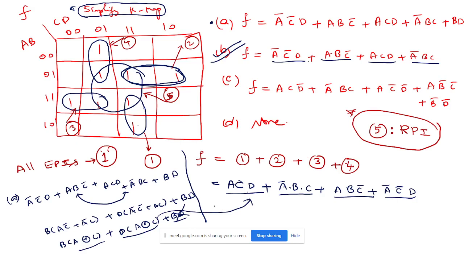Means if somebody said A is the right answer, whatever the answer they stated, I was able to reduce BD also from there by using consensus theorem. Correct? So eventually I ended up getting to this. Why did you get it? Because you considered a redundant prime implicant, which is unnecessary right now. Okay. So that's how the thing is. This I have proved using consensus theorem.